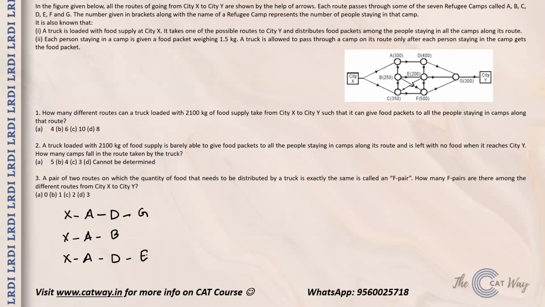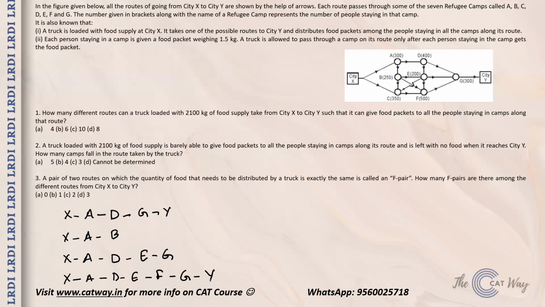From G the only possibility is going to Y, but if you come to E, you have again a few possibilities. Like from E you can directly go to G, or from E what you can do is you can go to F, and then from F you can come to G and then to Y. So we have exhausted all the possibilities of X, A, D.